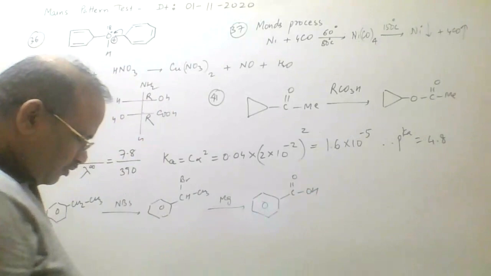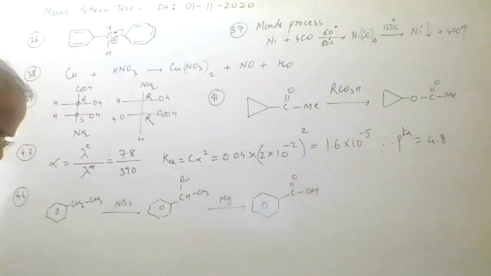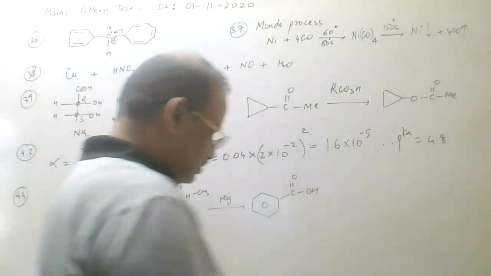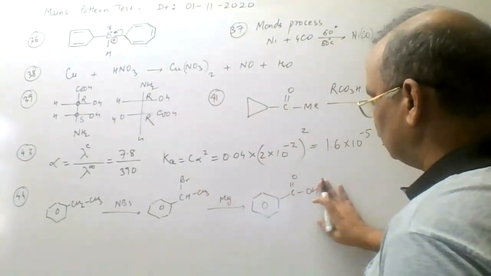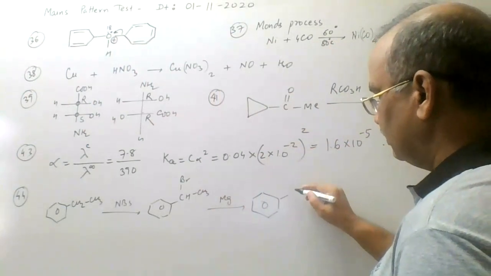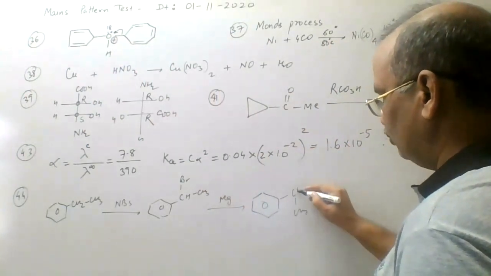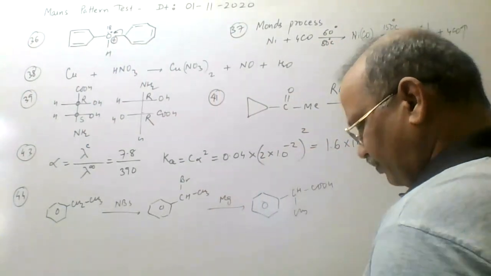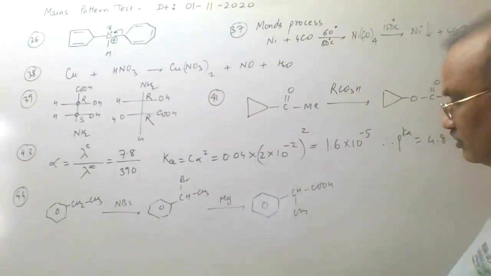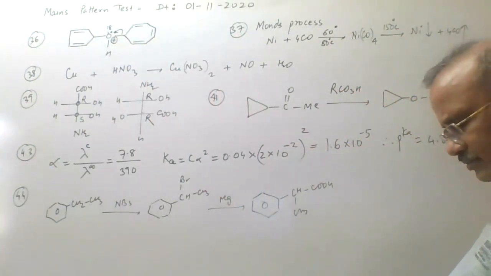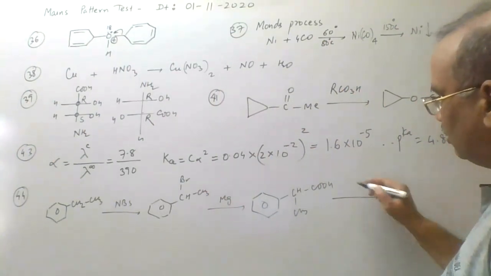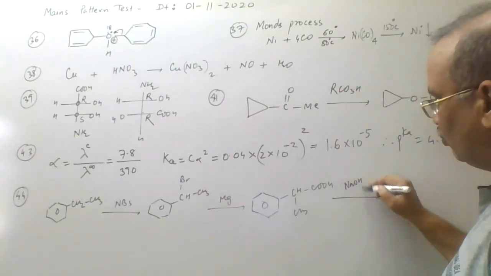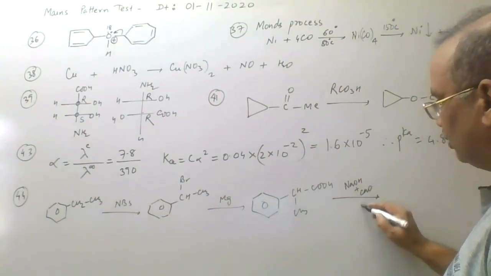After hydrolysis, this is the product. In this case, one more CH3 will be there, so it will be like this: CH3, CH and COOH will be formed. Then we are given decarboxylation with soda lime, NaOH plus CaO, and it is heated.